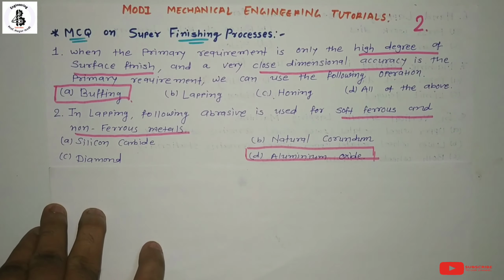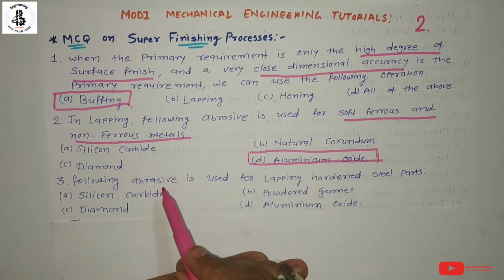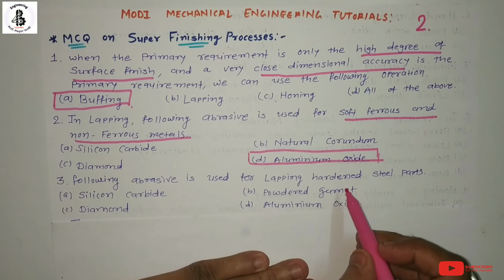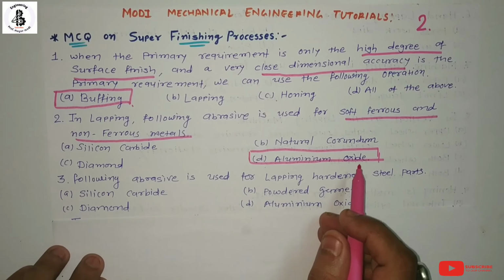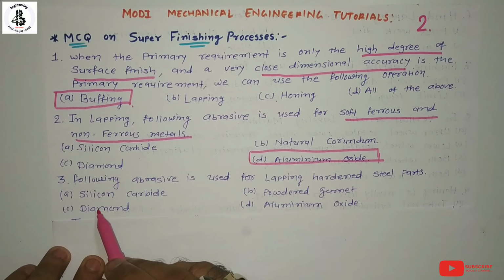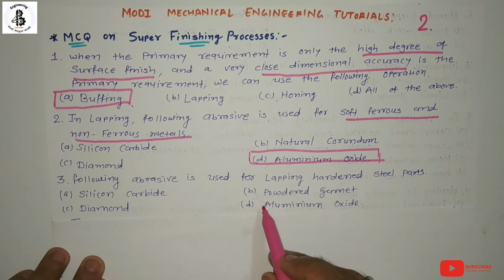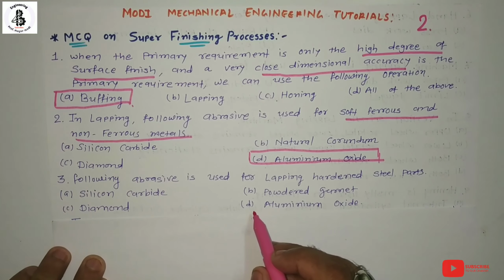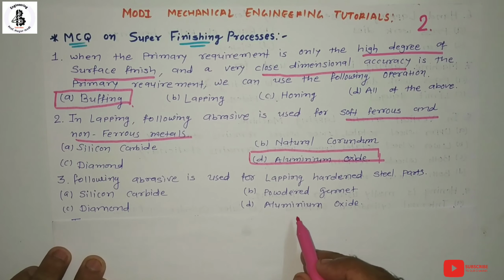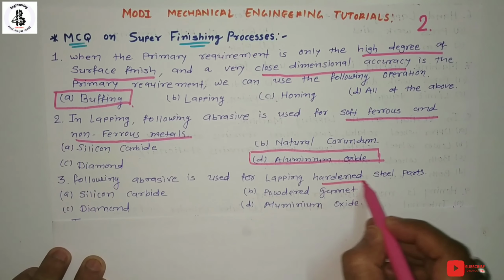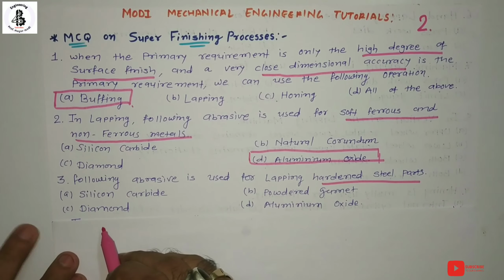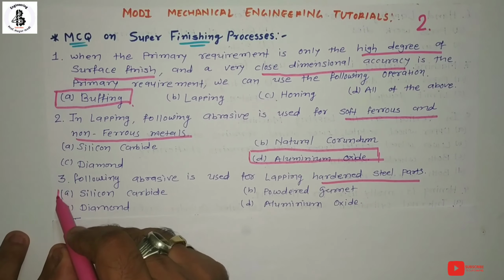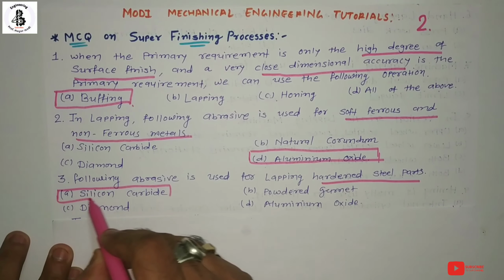oxide. The next question. Which abrasive is used for lapping hardened steel parts? Option A, silicon carbide, option B, powdered garnet, option C, diamonds, and option D, aluminum oxide. As we already discussed, aluminum oxide is basically used for soft ferrous and non-ferrous materials. So for lapping hardened steel parts, generally a hard material is used, and that is silicon carbide. So option A.